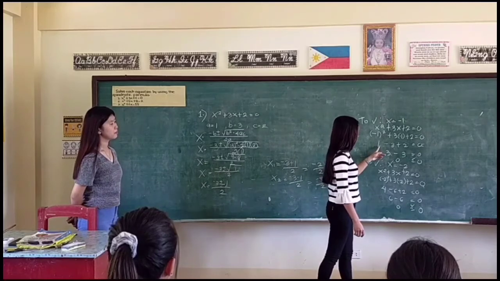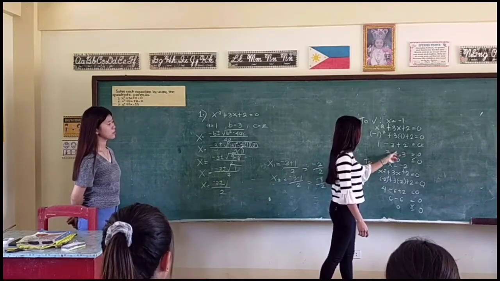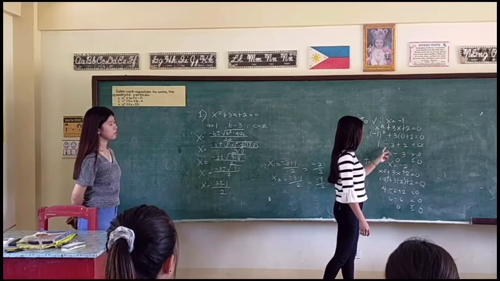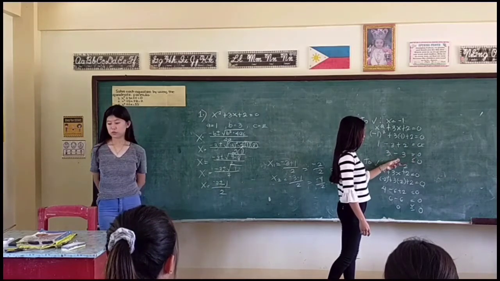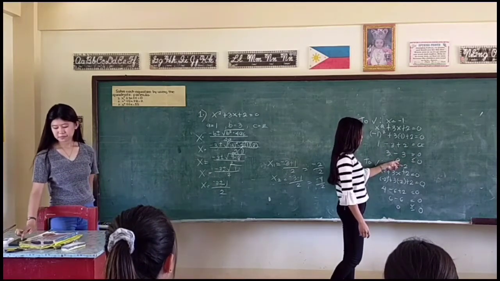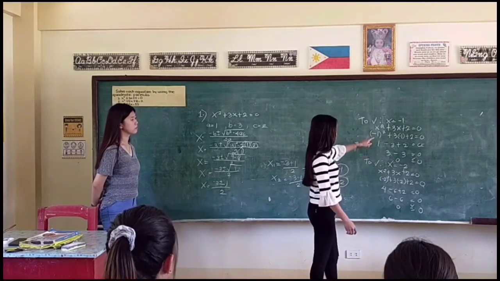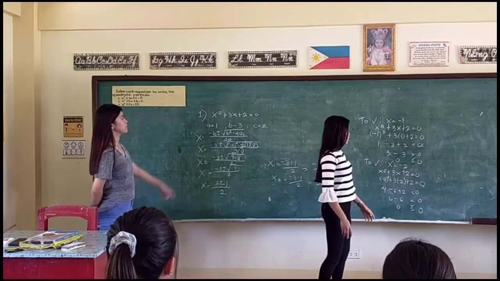Then add both sides. 1 plus 2 equals 3. Bring down negative 3. 3 minus 3 equals 0. So 0 is equal to 0. That's why x equals negative 1 is a real solution of this equation.